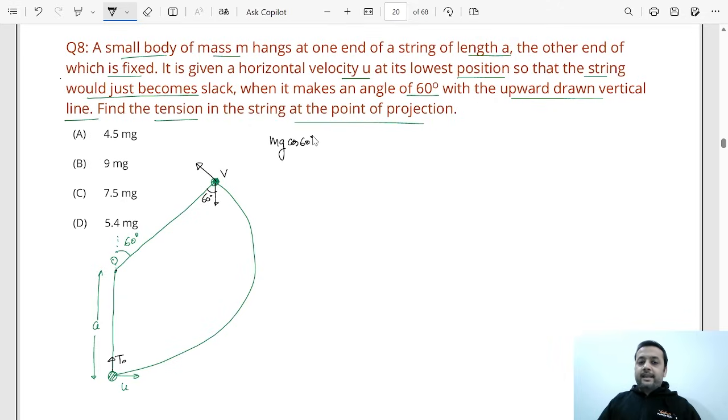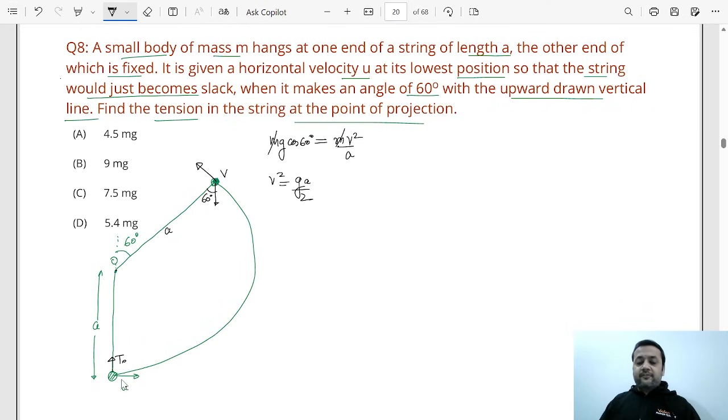And mg cos 60 will provide the required centripetal force. Hence we can say that this will be equal to mv square by r, where r equals a, the radius of circular motion over here. So you can see that m and m will get cancelled. v square becomes ga into cos 60. That means v square becomes ag by 2.